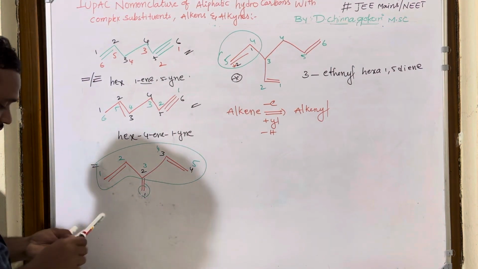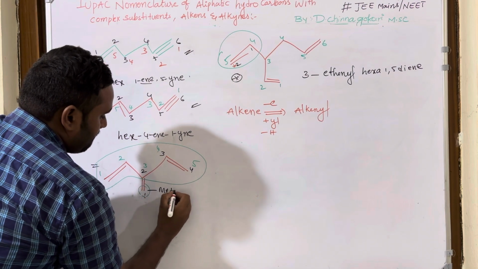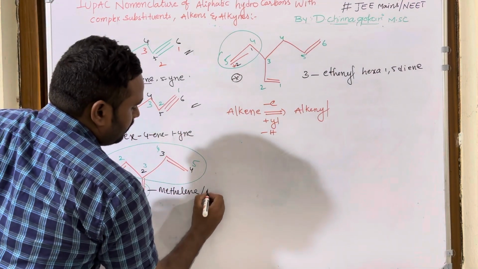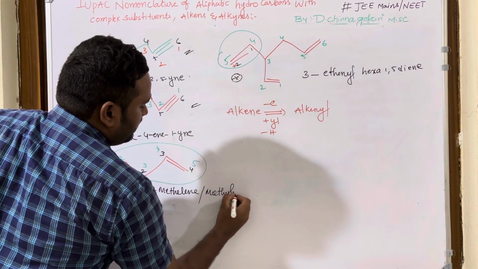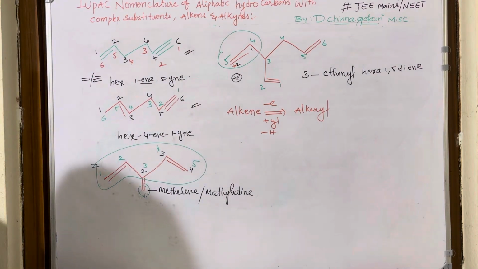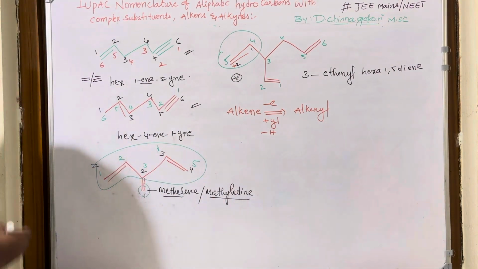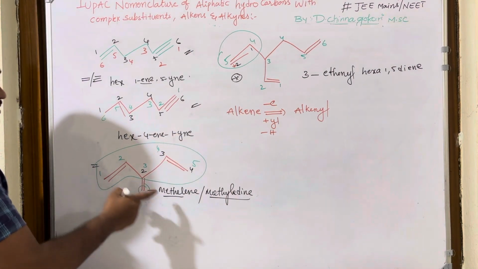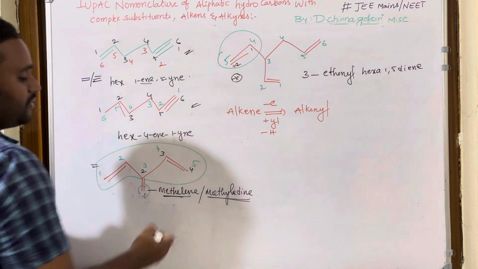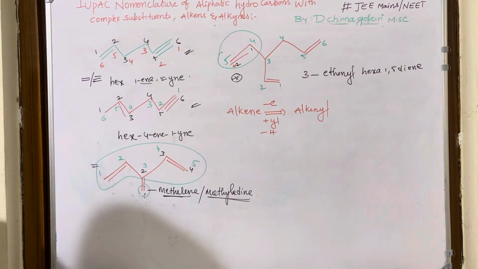So what is the name of this substituent? Methylene, or it is also called methylidene. Methylene or methylidene. Okay, so if a double bond is directly attached to the main chain and only 1 carbon is there, we use methylene or methylidene. Only in this 1 carbon case do we use these two names of this substituent.